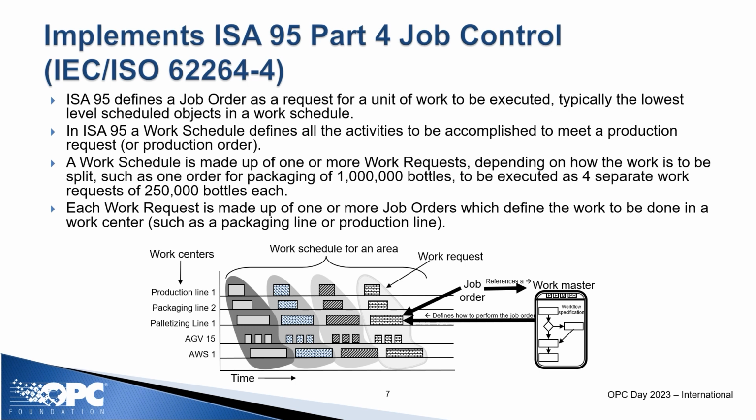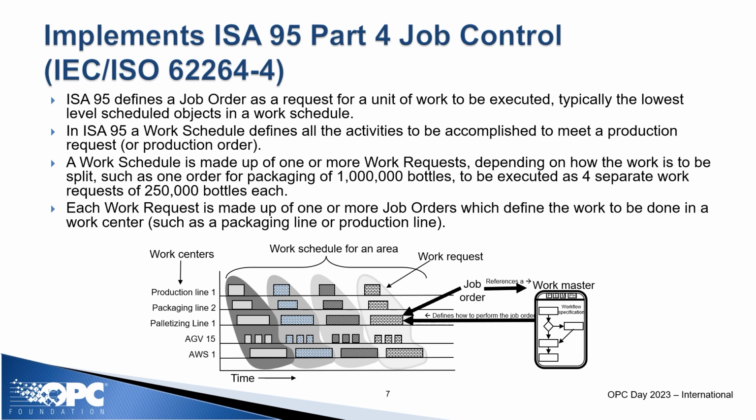That might be a packaging line or a palletizing line or a production line. It could even be an automated guided vehicle or a warehouse management system. But basically, you're scheduling via some sort of MES system or MOM system these jobs inside the work request to meet what your schedule is. And each of those jobs relates to some work master. Again, this is ISA 95 terminology that says this is how this job should be performed. Maybe there's a procedure in there, maybe it's a recipe, maybe it's a flow chart, maybe it's just a simple set of instructions that you provide to the operator.